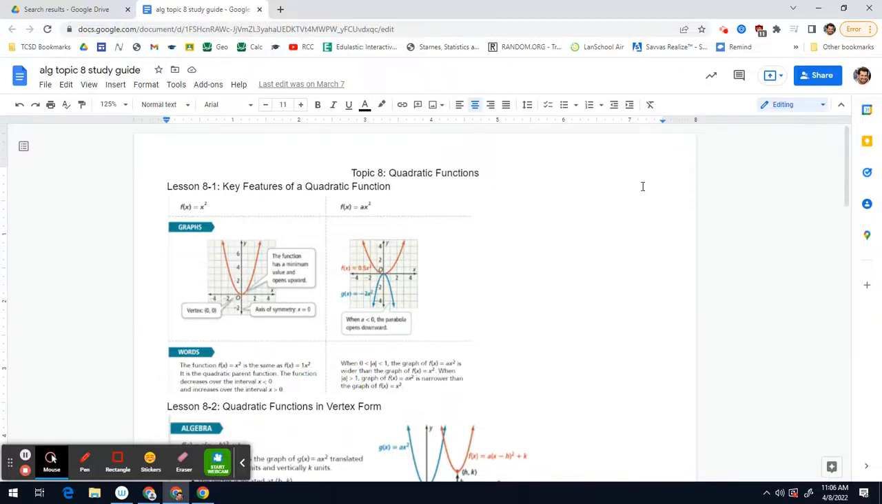All right, Algebra 1 OST review on topic 8, quadratic functions. Huge section here, quadratics, right? So first of all, let's talk about the generic quadratic function f of x equals x squared. It's a parabola that opens up.